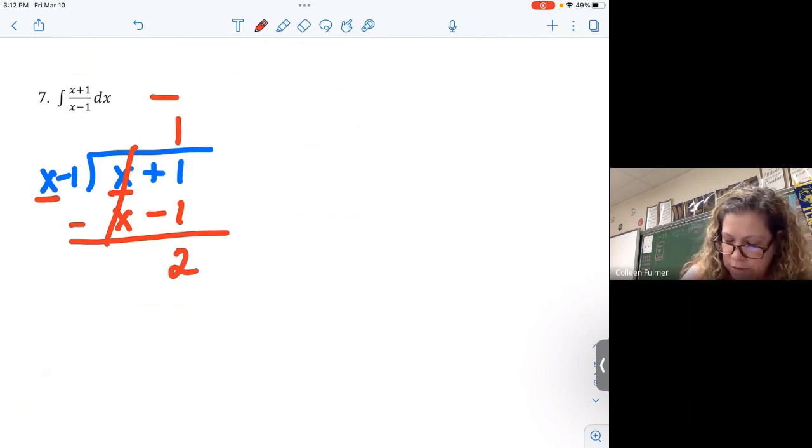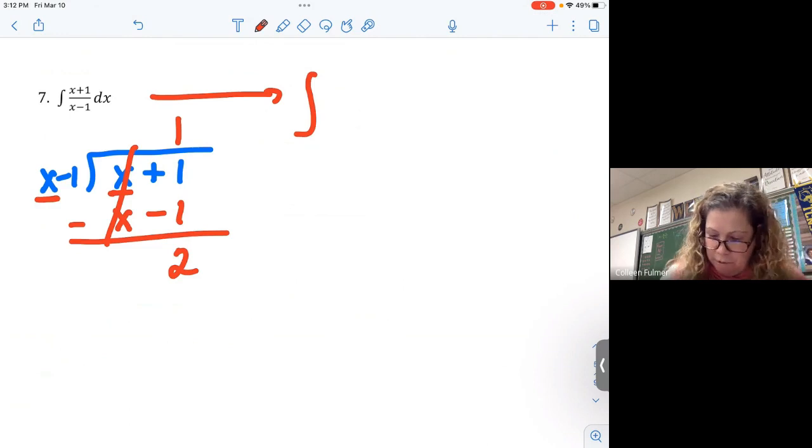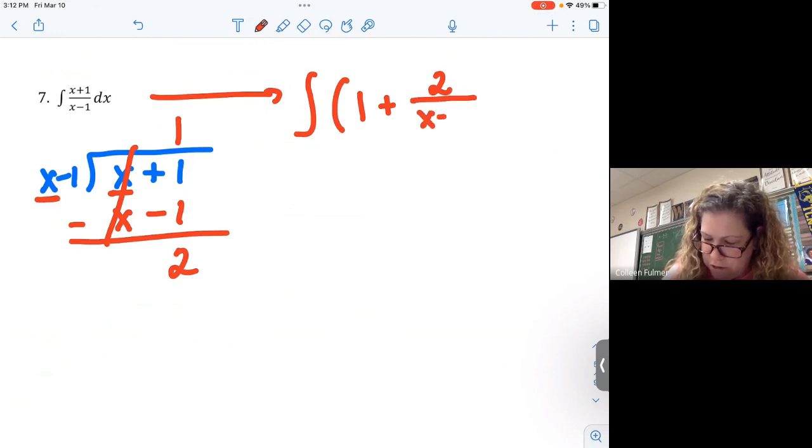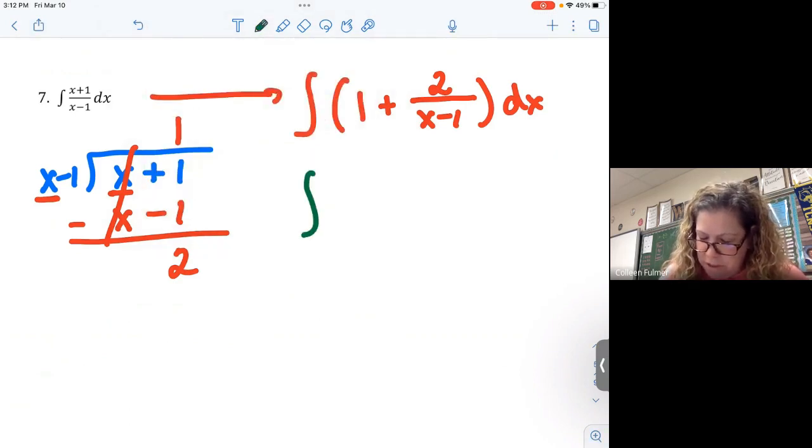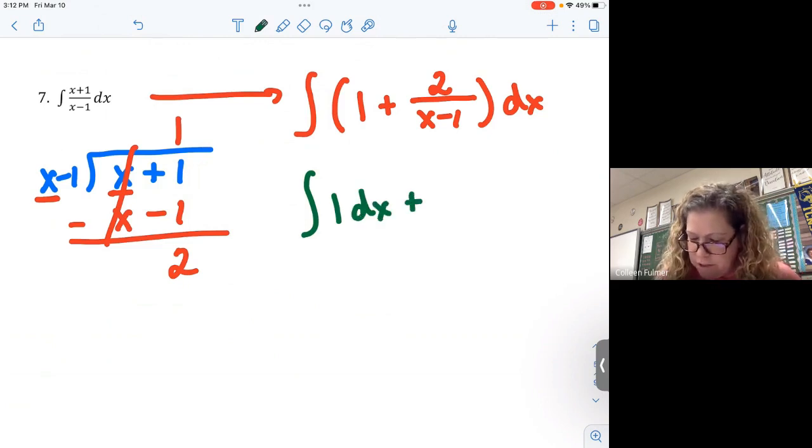So this can be rewritten as the integral. I'm not going to split this one up yet. I'm going to write it all as 1 plus my remainder 2 over my divisor, x minus 1, dx, which I can split up further. Oh, no, I've used blue already. Let's go green. I'm going to split this up into 1 dx, or just dx, plus, I'm going to pull the 2 out, 1 over x minus 1 dx.